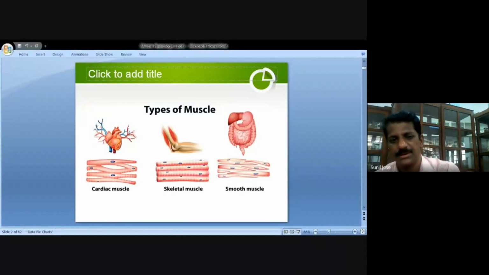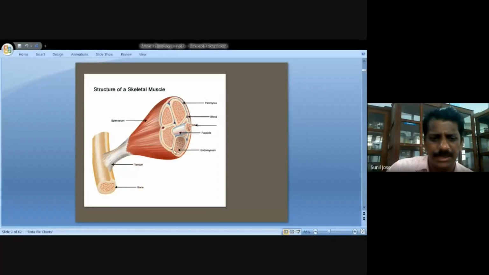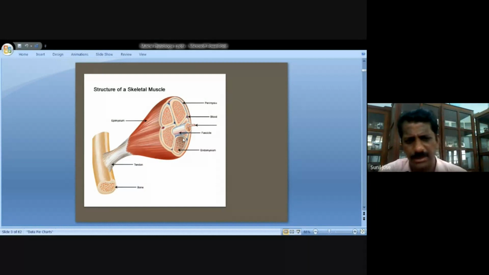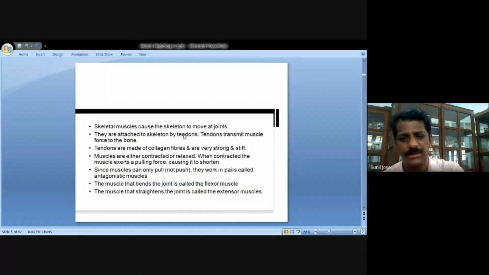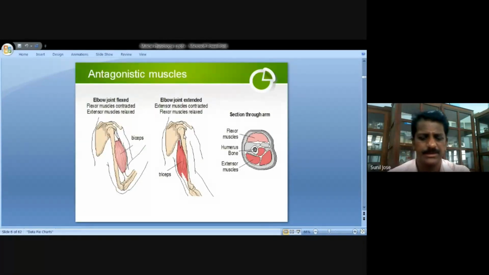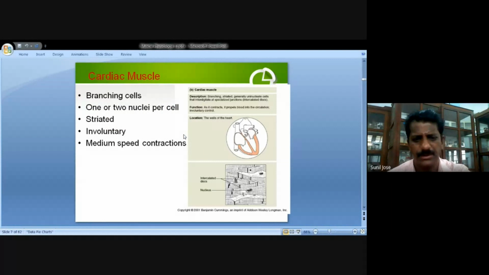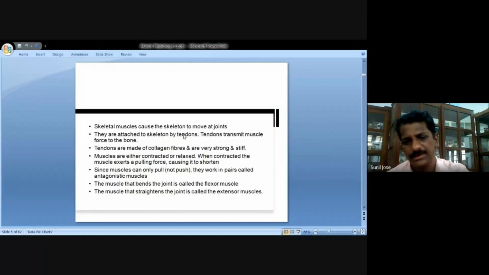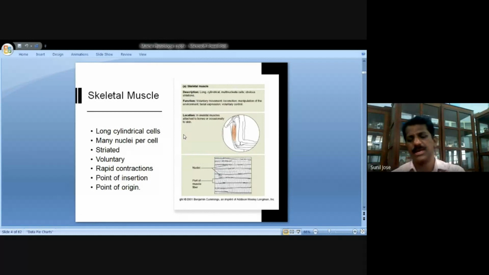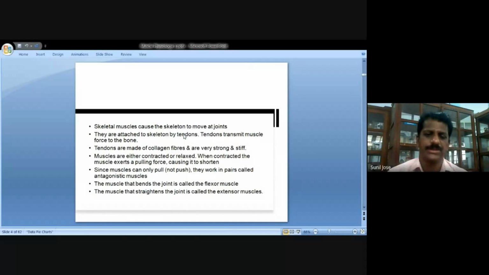First, the first type of muscle that we are going to study is the skeletal muscle. As you can see in the picture of a skeletal muscle, and there is also another picture here which clearly explains how the skeletal muscle looks. The skeletal muscles are usually associated with the bone or skeletal system. That is why they are known by the name skeletal muscle.